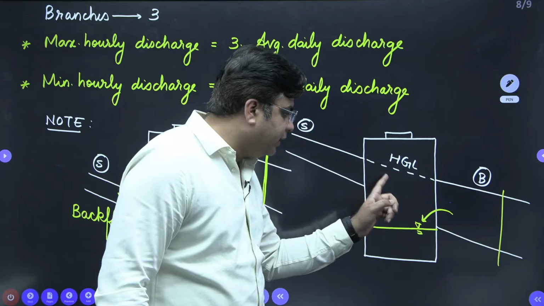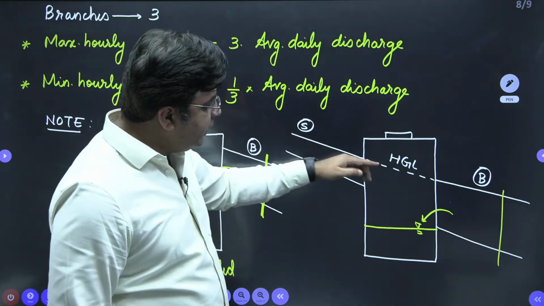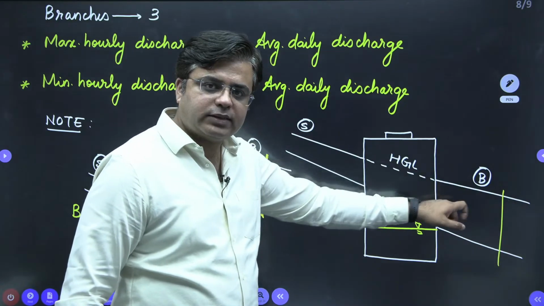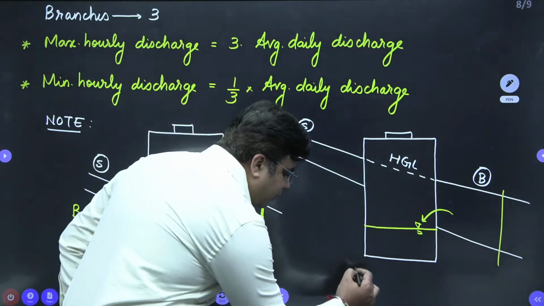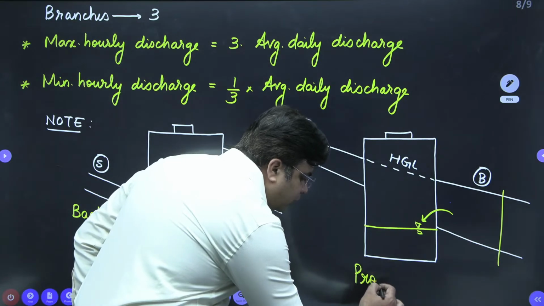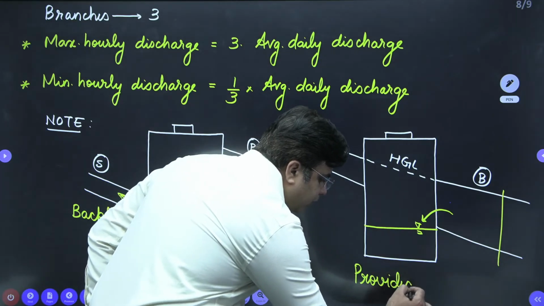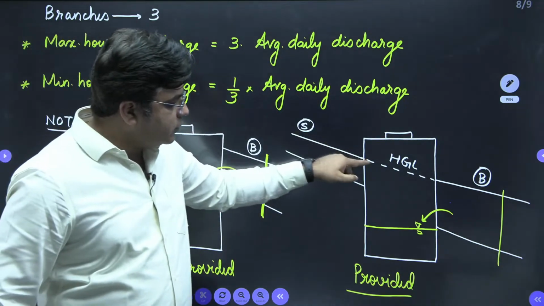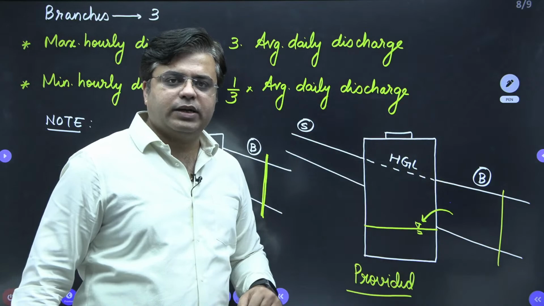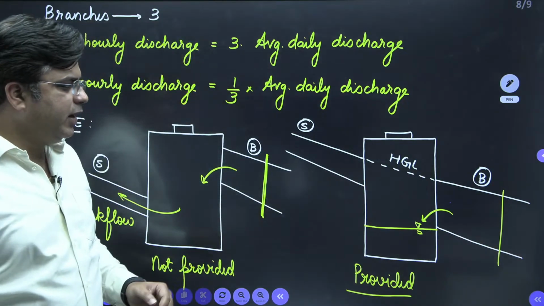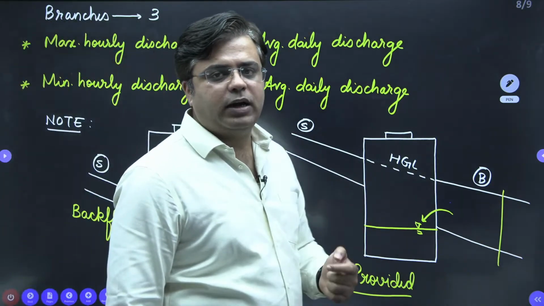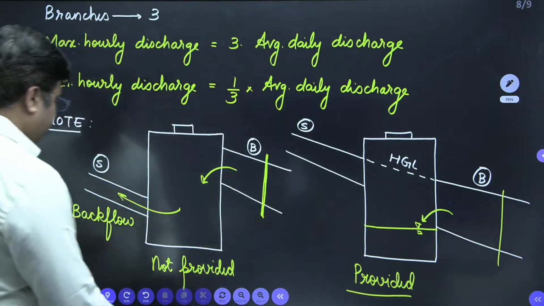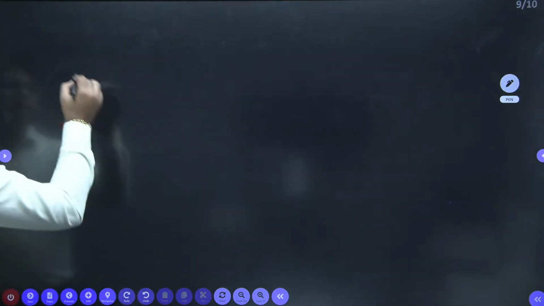That's why we provide this arrangement where the hydraulic gradient line of the small sewer is matched with the hydraulic gradient line of the bigger sewer. So this kind of arrangement we provide for connecting a small sewer with a bigger sewer, right? This can be framed as a statement in multiple select questions, so keep a check on this note point. Okay. After this, give the next heading: design of sewers.